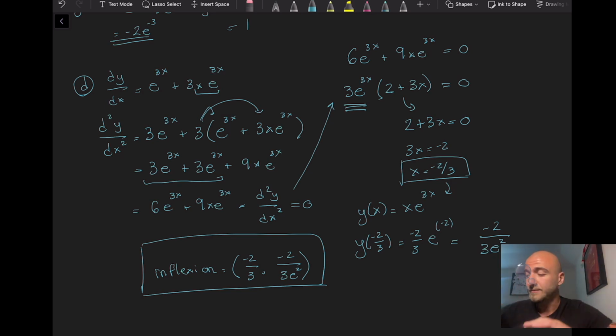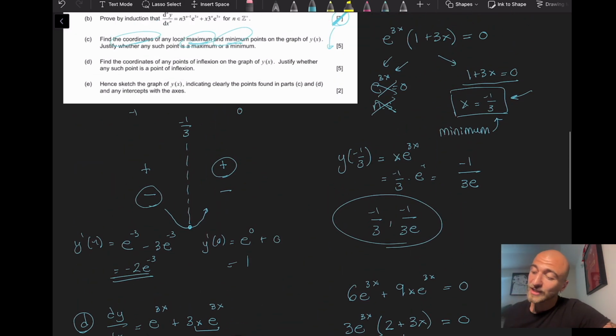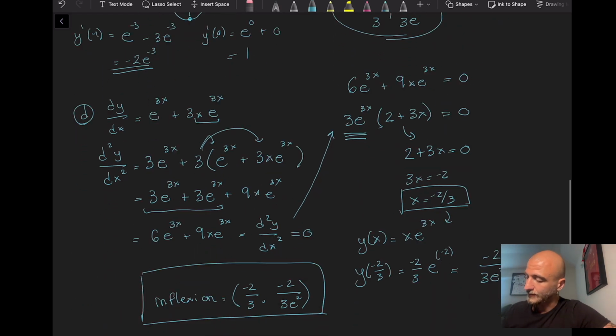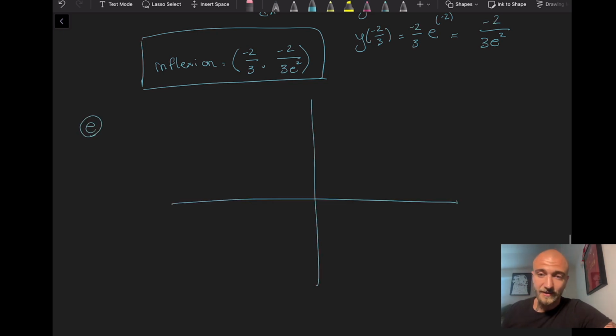Last part of this, okay? Last part, part E, they're asking us to sketch the curve, indicating any points from parts C and D and any intercepts with the axes. Okay, so this last part should be fun. Here's our set of axes. We know a few important things.